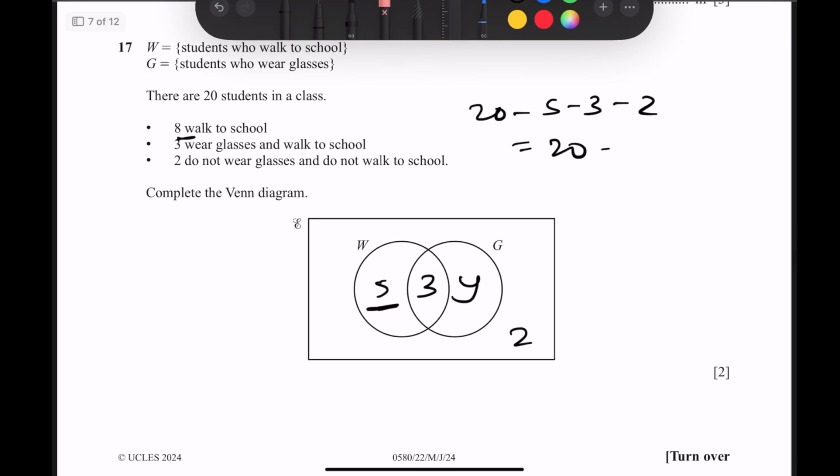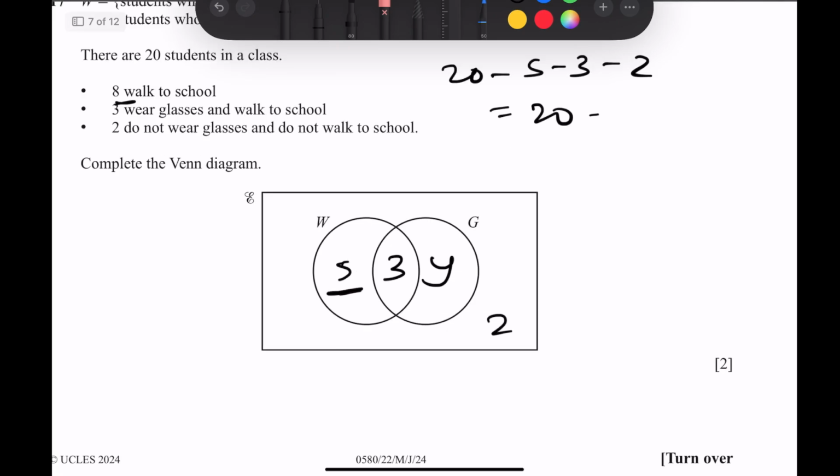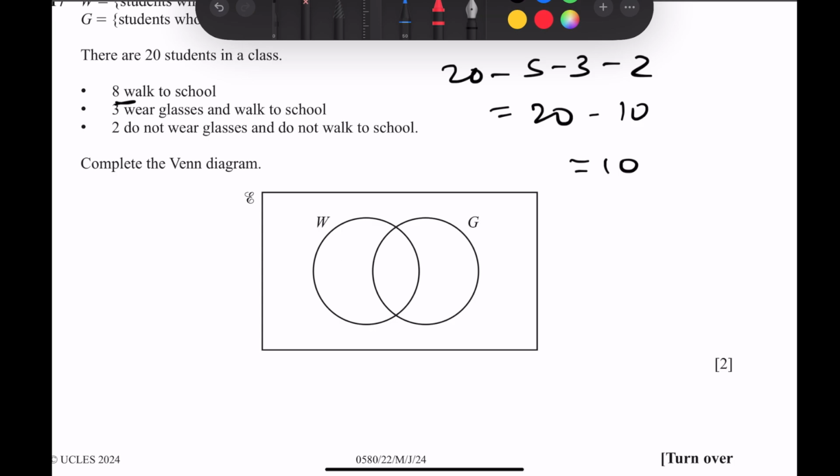Oh wait, the question's only asking to complete the Venn diagram. So it's 20 minus 10, which is equal to 10. Therefore, y is equal to 10. And that's your final answer. Since we completed the Venn diagram, I'll rewrite these in blue, since blue is usually how I write the final answers.